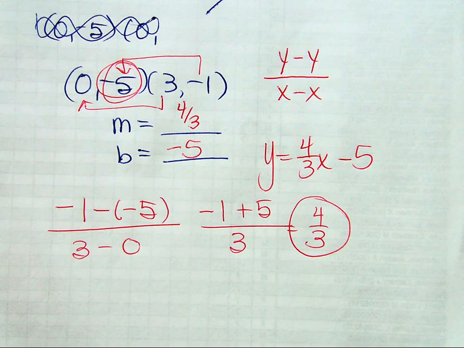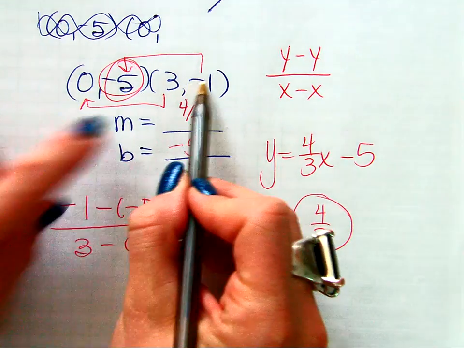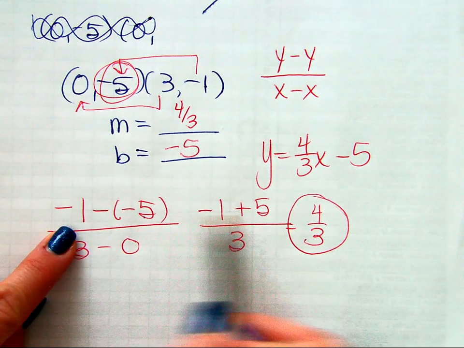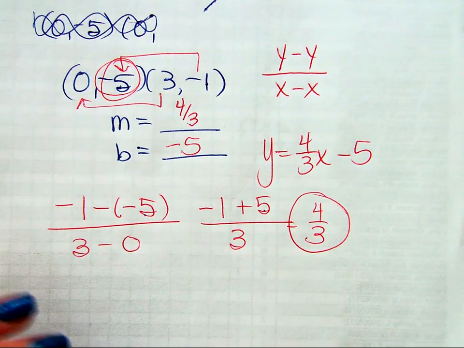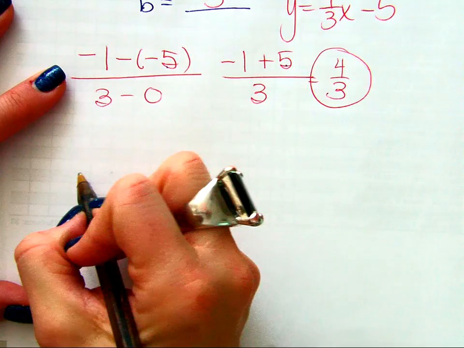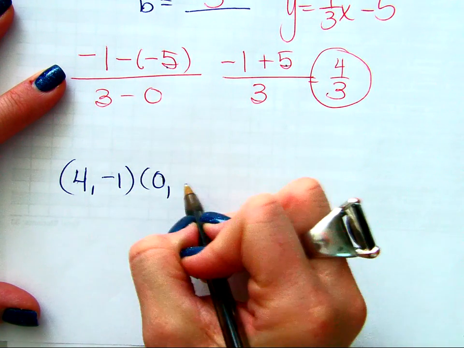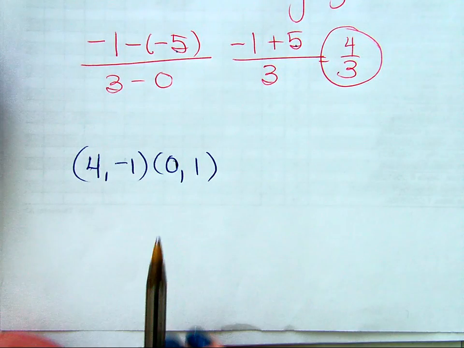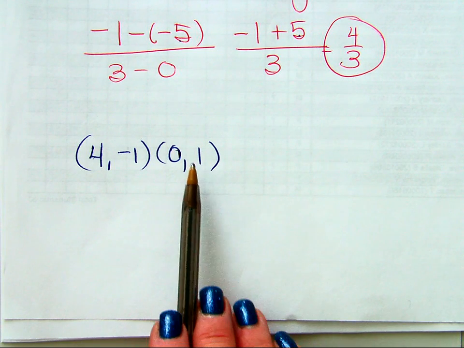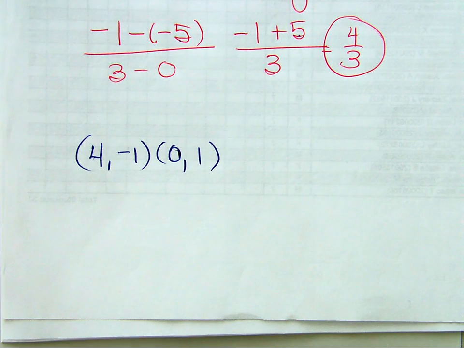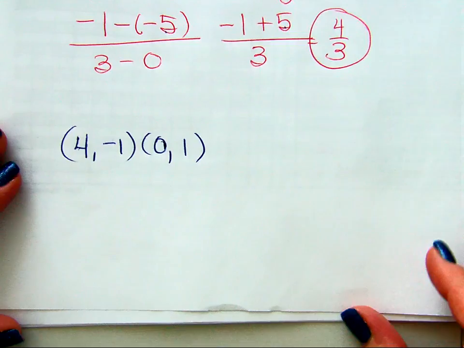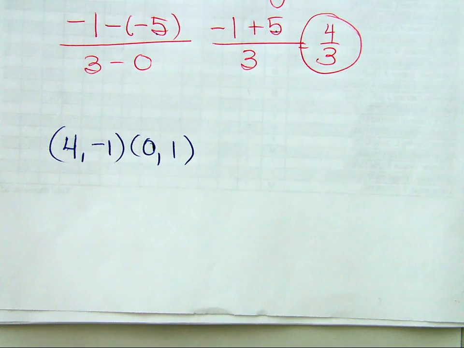You know what? That's a great question. And in section 5.1, every single point they give you is going to have a 0. Because when we did the 1 minus -5, so it worked out to be that way. So let's do this one. Let's take 4, -1 and 0, 1. And what Nasser wants to know is, well, not every point they're going to give you is going to have that. And that's going to be a 5.2, 5.3 section.